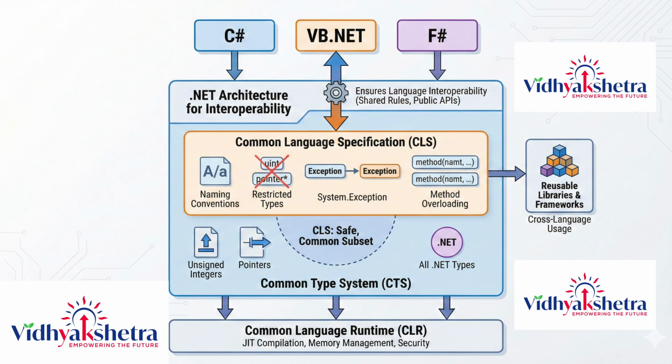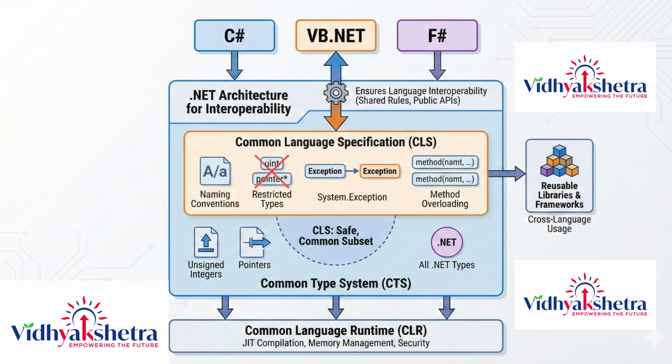The relationship between CTS and CLS can be summarized simply. CTS defines all possible types and behaviors in .NET. CLS defines the safe and common subset that guarantees interoperability. CTS is wide, CLS is narrow. CTS allows, CLS restricts for compatibility.